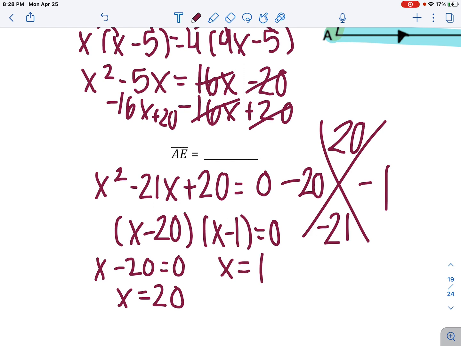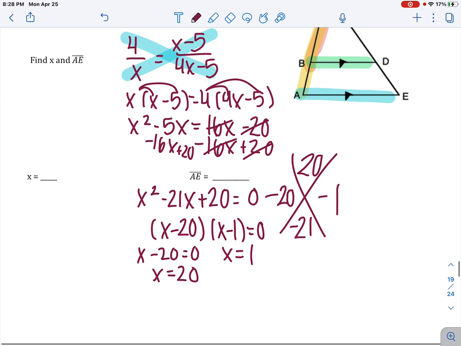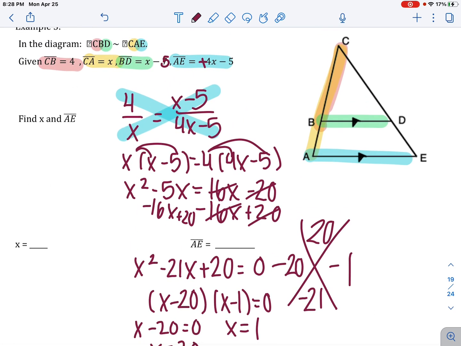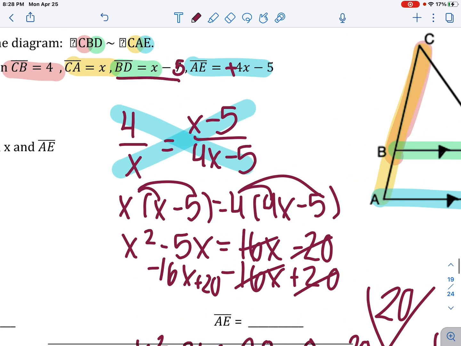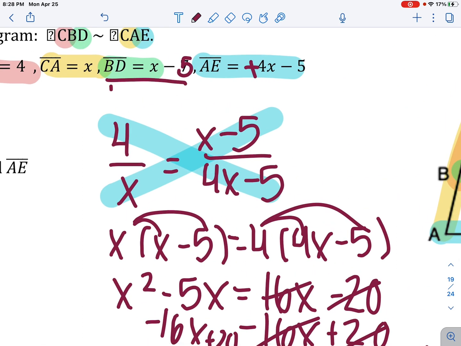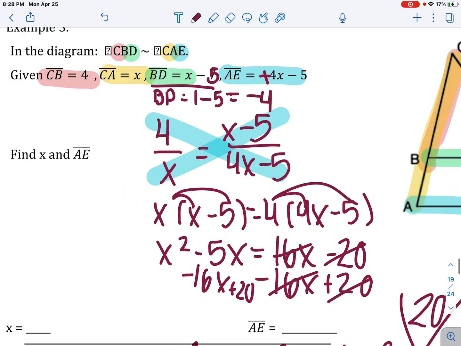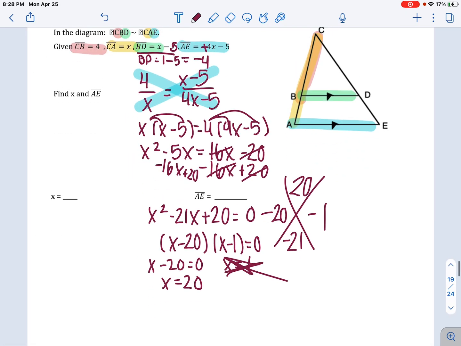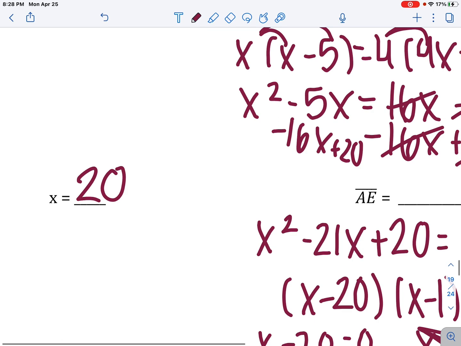But again, right after I get those answers, I want to double check to make sure that all of my side lengths will be positive if I plug in those numbers. So CA looks good. CA could be 1. However, let's look at BD. So if I plug in a 1 here, I would get BD is equal to 1 minus 5, and that's equal to negative 4. So we cannot use 1. So I'm just going to cross that one out. And my x will be 20.